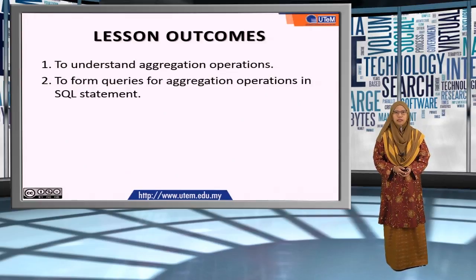First, let's look at the lesson outcomes of this topic. At the end of this lesson, we should be able, first, to understand different aggregation operations, and second, to know how to form queries using aggregation operations in SQL statements.